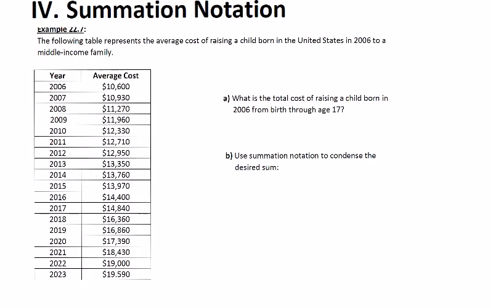In part 4 of section 22, we're going to be looking at what's called summation notation. I'm going to use an example here to help introduce the concept, and then following this we'll have a definition and more examples. So this first example says the following table represents the average cost of raising a child born in the United States in 2006 to a middle income family.